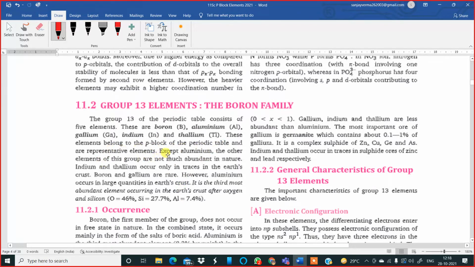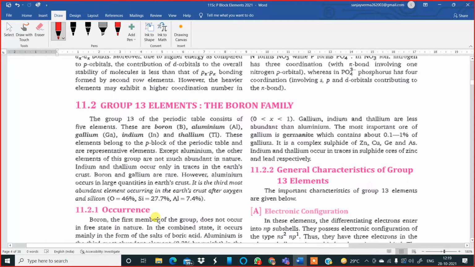Now, except aluminum, the other elements of this group are not much abundant in nature, but aluminum is highly abundant in nature. That's why we get a lot of aluminum utensils and all. Indium and thallium occur only in traces. In the Earth's crust, boron and gallium are rare. However, aluminum occurs in large quantities in Earth's crust. Aluminum is the third most abundant element occurring in the Earth's crust after oxygen and silicon. So you can imagine, aluminum is the third most abundant element in the Earth's crust, just after oxygen and silicon.